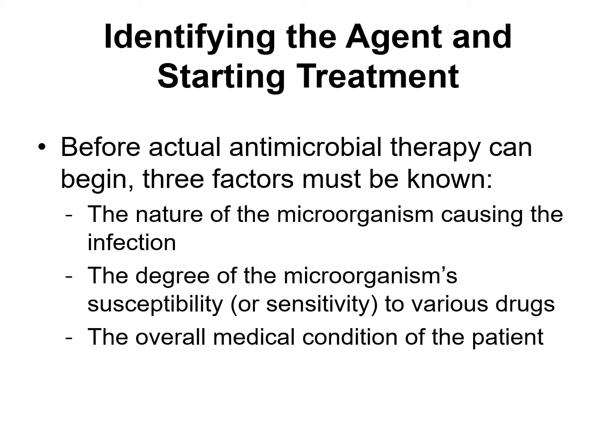So, identifying the agent and starting treatment. Before the actual antimicrobial therapy can begin, three factors must be known: the nature of the microorganism causing the infection, so we've got to know what it is, and the degree of the microorganism's susceptibility or sensitivity to various drugs. So, this goes into when they do cultures and sensitivities of the particular areas that we cultured, like a sputum sample or a wound sample or a blood sample, and we actually look for that microorganism, and then we'll do some testing to see how sensitive it is to certain medications that we have available.